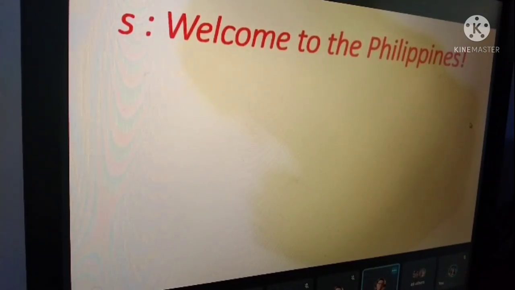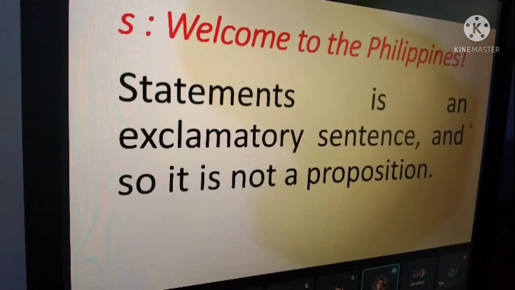No? So dapat pag declarative sentence, nagtatapos ito sa period. So, welcome to the Philippines, the statement is an exclamatory sentence. Since pag sinasabi natin proposition, dapat declarative at ito ay exclamatory, so hindi siya proposition.